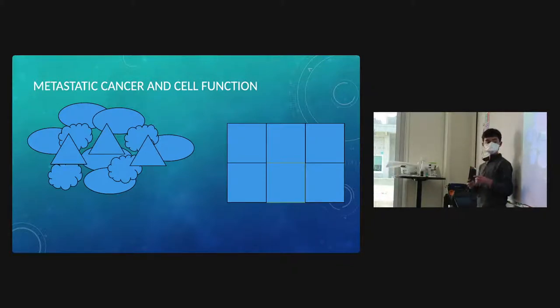But if those cells mutate and begin to grow out of control, they form a tumor, which looks a little bit more like this. And as you can see, its structure is all over the place. It's much too big, and it is not going to be functioning like a proper cluster of skin cells. And as these tumors grow, what they can do is spread and attack other healthy regions of the body through a process known as metastasis. So cancer that does this is known as metastatic cancer.